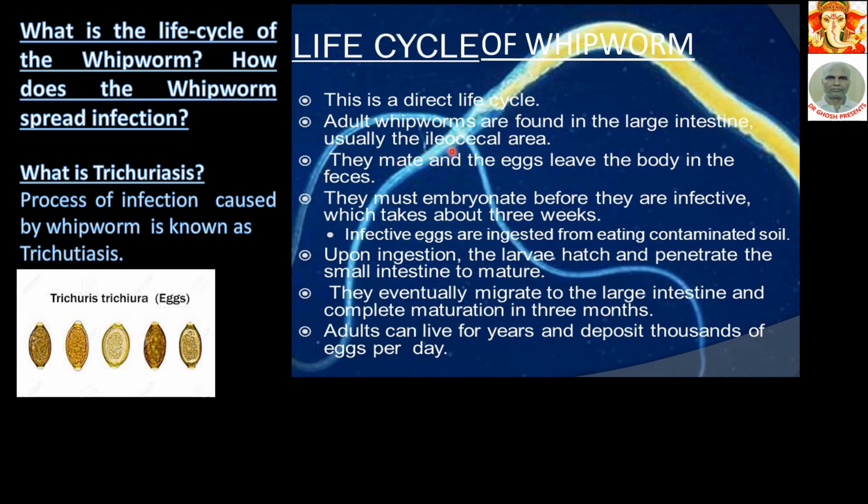Ileocecal means ileum and cecum. You know, the point where the ileum meets the cecum. That is ileocecal. There, the adult worms are found. Now, how do they reach there? We will know this if you read the complete cycle.